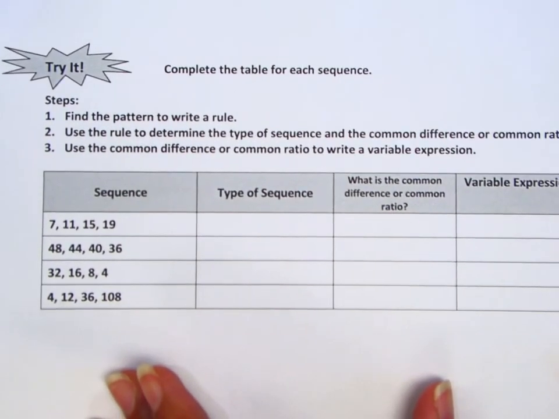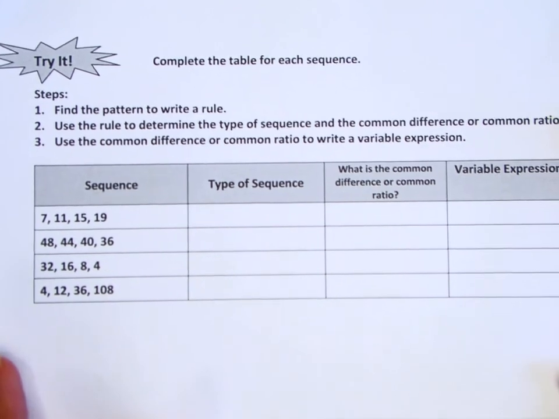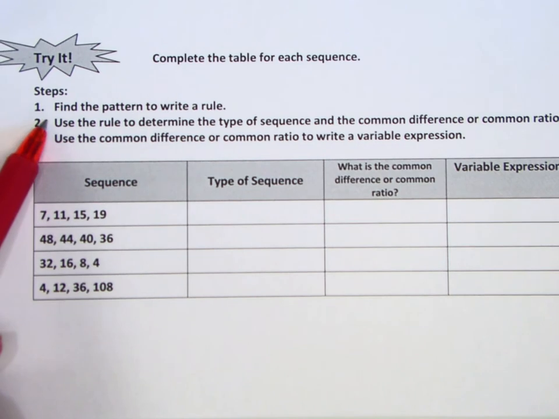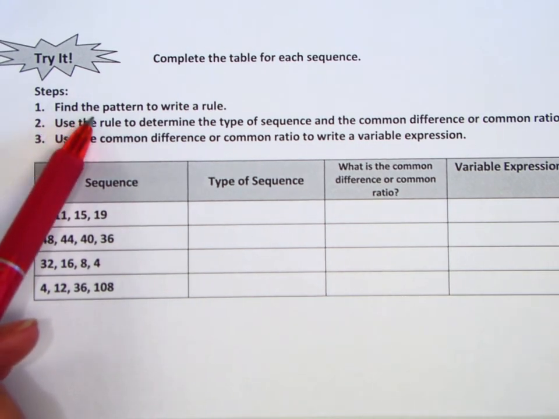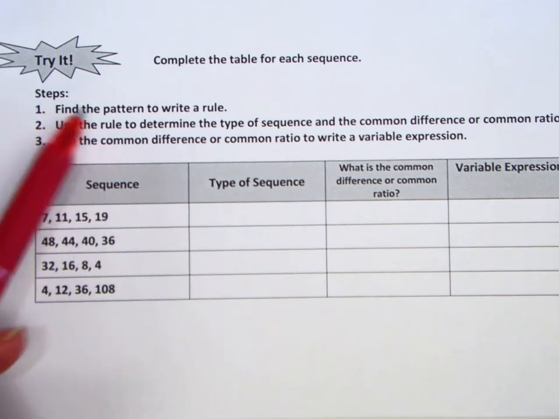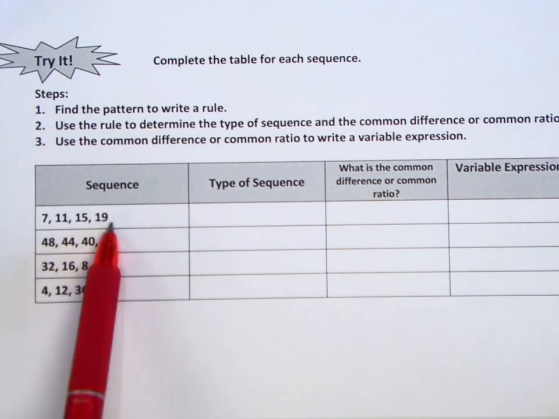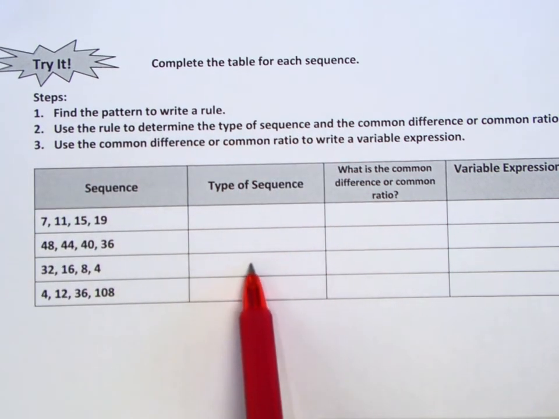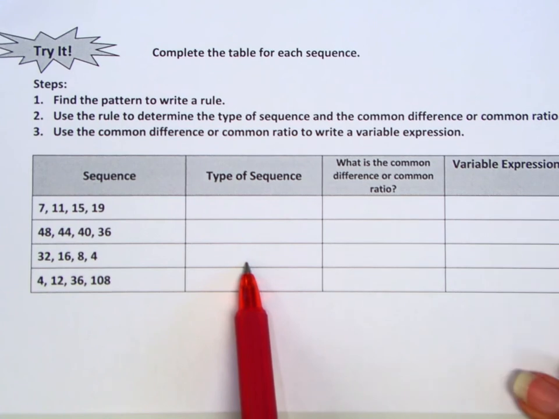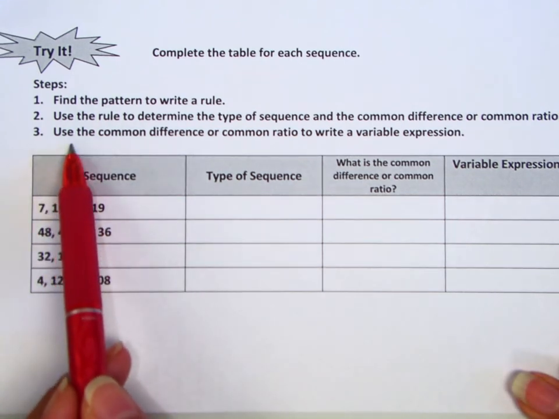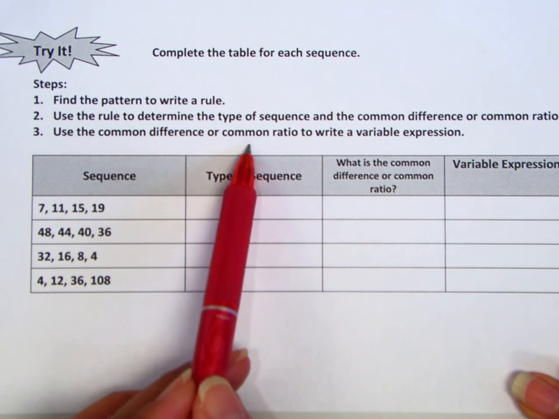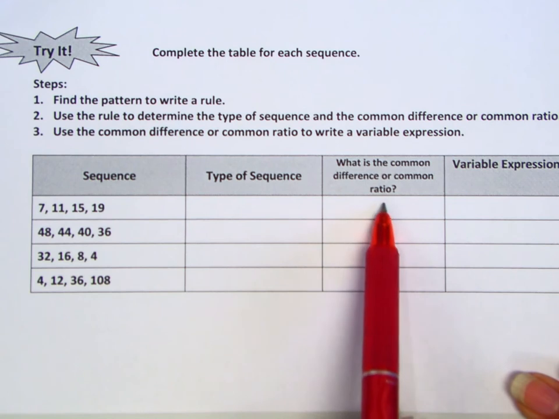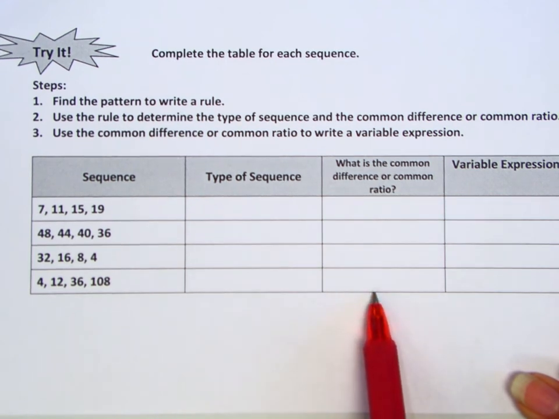So try your own table and complete the table for each sequence. The steps I have written here that you want to follow. You want to find the pattern to write a rule. So you need to think about what rule am I going to use for this sequence. And then you can write the type of sequence. Is it arithmetic or is it a geometric sequence? Once you've done that, you can figure out, is it a common difference or a common ratio? Arithmetic uses common difference, geometric uses common ratio, and then write what that common difference and common ratio is.